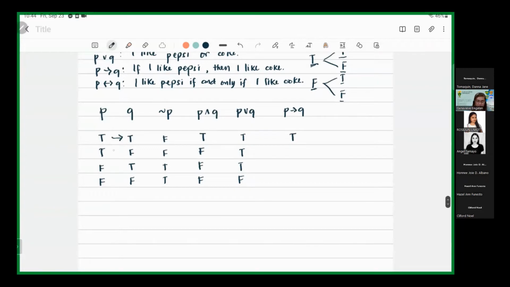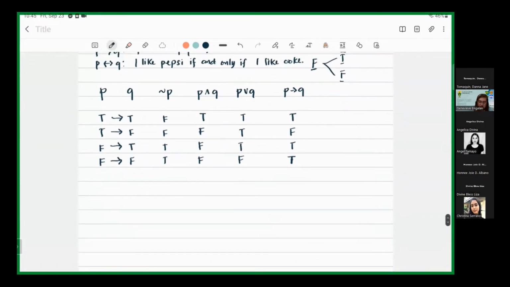True implies false. False. False implies true. True, ma'am. And false implies false. False, ma'am. True. Basta parehas sila, true. Pag dili sila parehas, tan-aon ang conclusion. Okay? Okay, ma'am.